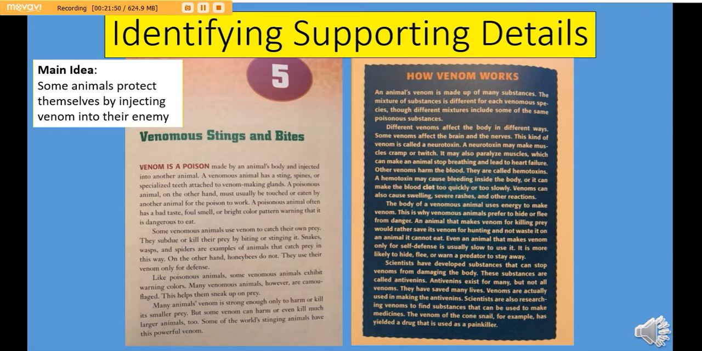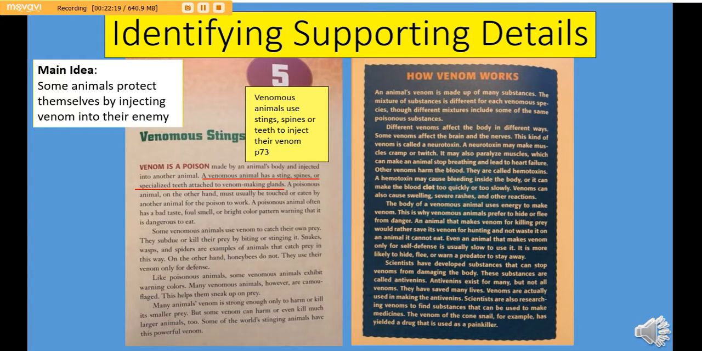We'll just continue on. In paragraph 1, I saw that a venomous animal has a sting, spines, or specialized teeth attached to venom-making glands. So I'm going to underline that in the text. Remember, you can't underline it, but you can record this information on a Post-it note. For the Post-it note, I would paraphrase it, putting it in my own words. I would say, venomous animals use stings, spines, or teeth to inject their venom, and that is found on page 73.